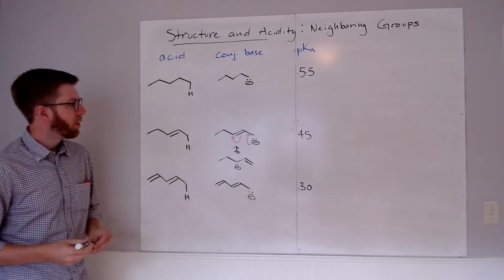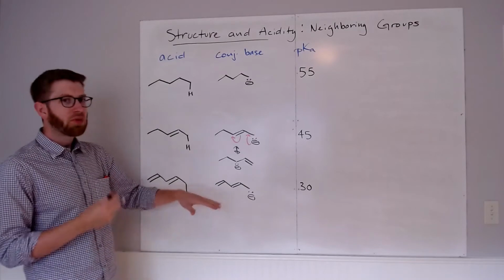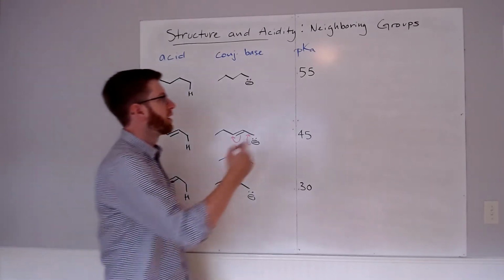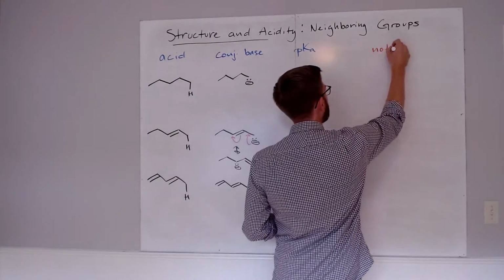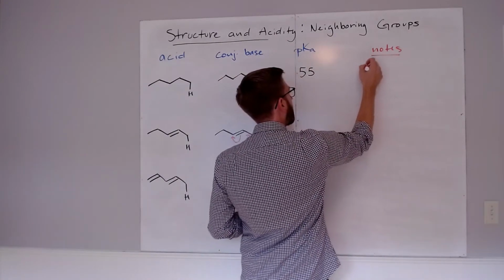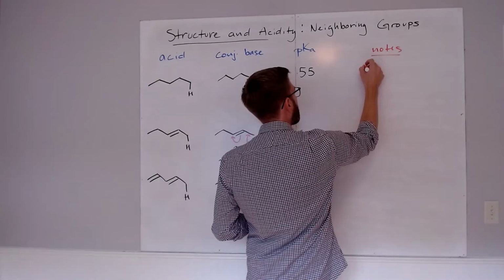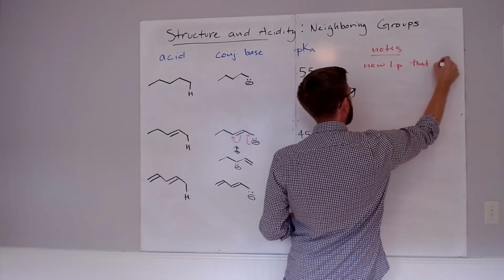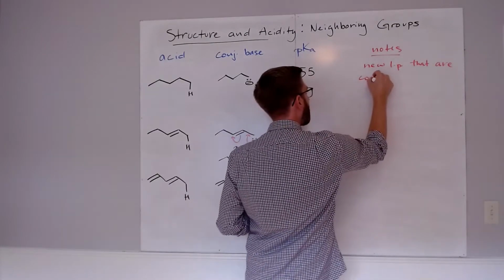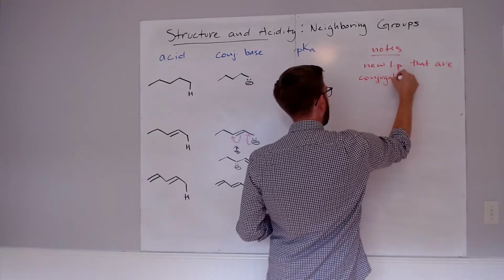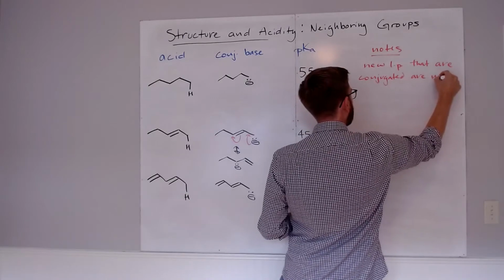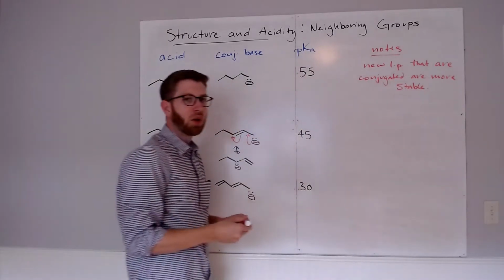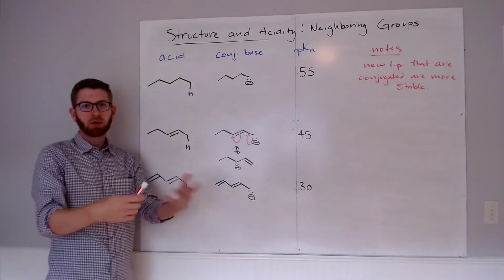All right, so maybe this resonance effect, or this conjugation effect, maybe this is actually important. So we'll start making some notes again. New lone pairs that are conjugated are more stable. So what I mean by new lone pair, it's like the lone pair I'm gaining from the proton coming off.